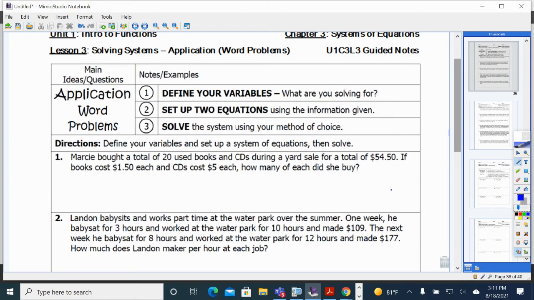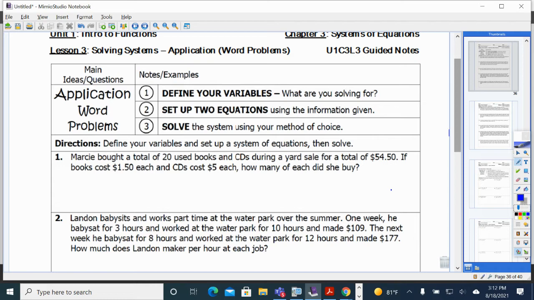Marcy bought a total of 20 used books and CDs during a yard sale for a total of $54.50. If books cost $1.50 and CDs cost $5 each, how many of each did she buy? The challenge here is that you have to set up two equations because this is a system. How many of each did she buy?